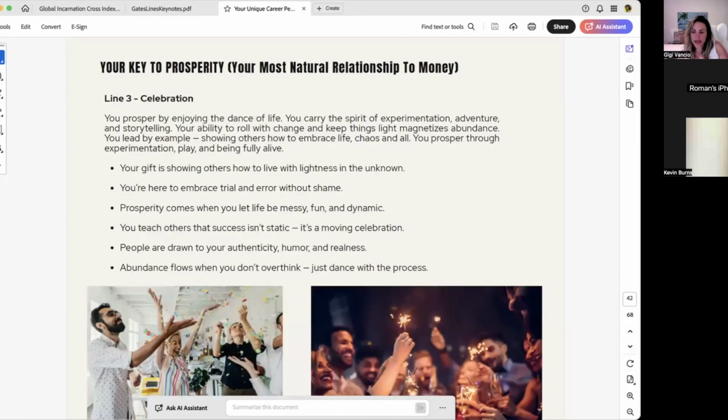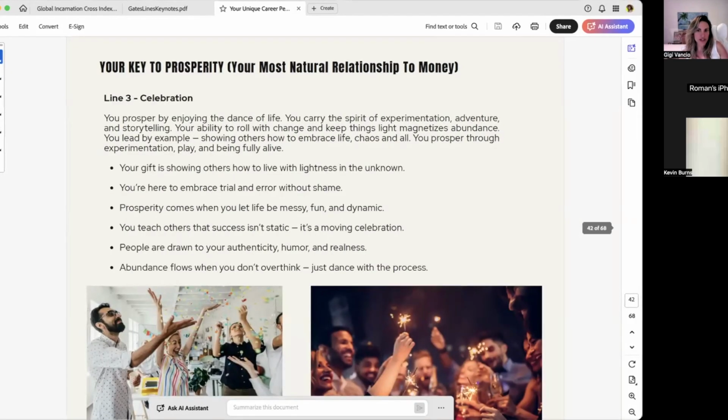And then line 3 is celebration, which is my line. So I prosper by enjoying the dance of life.